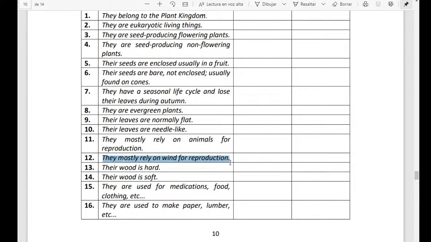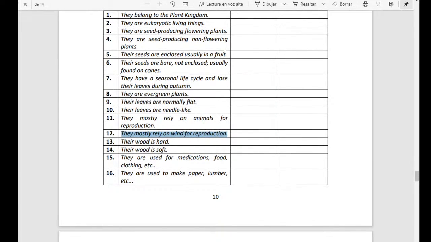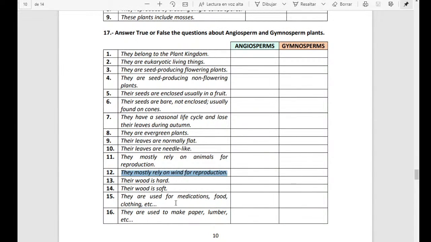They mostly rely on wind for reproduction. Is that true for gymnosperms or for angiosperms? They need wind for reproduction. Is it true for angiosperms? Yes, it is. Is it true for gymnosperms? Yes, it is. So this is true for the two of them. Okay, for both. Now, go to 13.